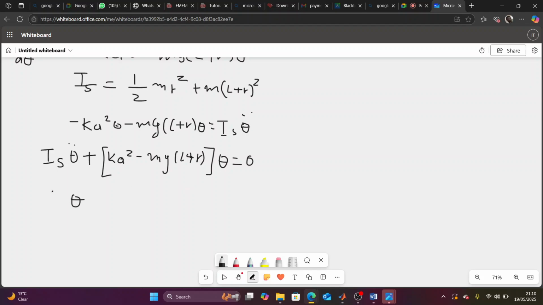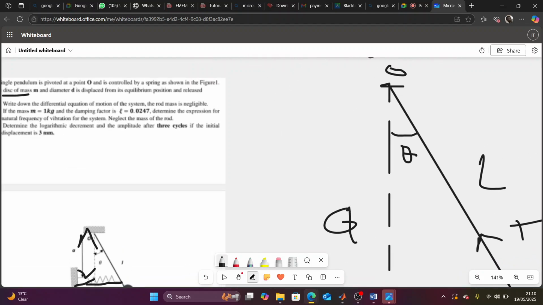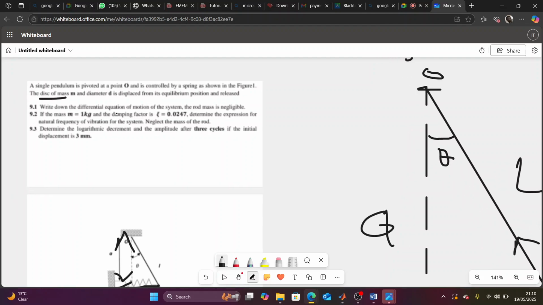So we've got theta double dot plus k a square minus mg (L plus r) over the moment of inertia, times theta, to be equal to 0. Are we together? Any question? No. And what was the question saying even here? The question said write down the differential equation of the system. Yeah, that's what we've done.